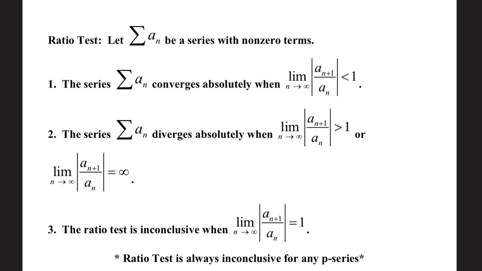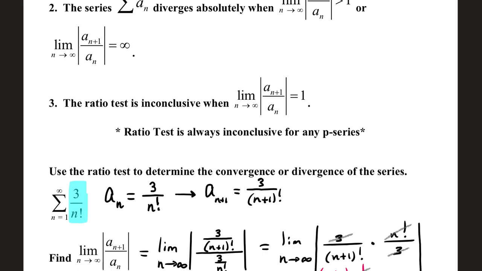If the ratio test comes out less than 1, you have an absolutely convergent series. If that limit comes out greater than 1 or infinity, then it diverges. If your ratio test comes out to exactly 1, our test is inconclusive, and you just try to find another test that you can apply. Let's look at some examples.